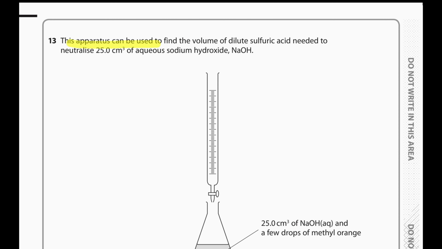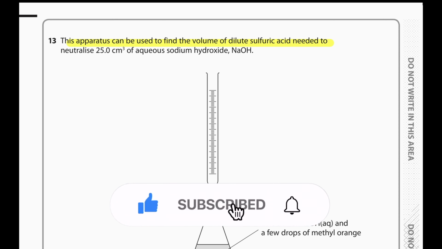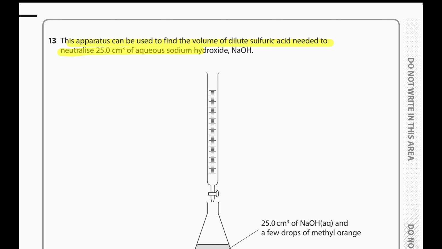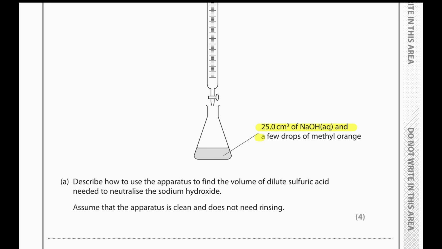These apparatus can be used to find the volume of dilute sulfuric acid needed to neutralize 25 cm³ of aqueous sodium hydroxide. So here we have 25 cm³ of aqueous sodium hydroxide and a few drops of methyl orange added to it. Describe how to use the apparatus to find the volume of dilute sulfuric acid needed to neutralize the sodium hydroxide. Assume that the apparatus is clean and does not need rinsing.